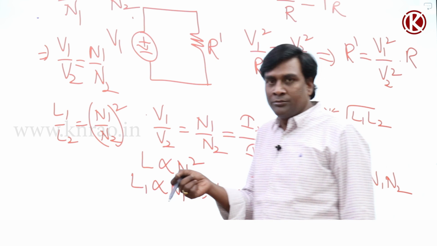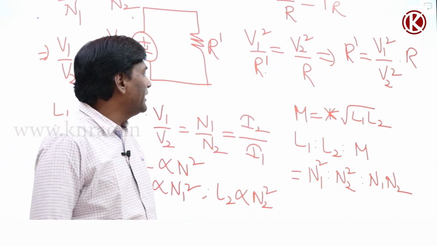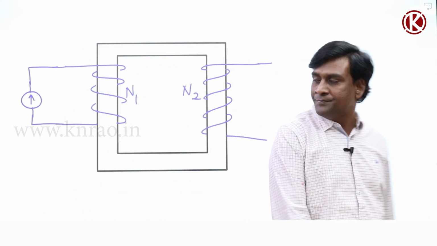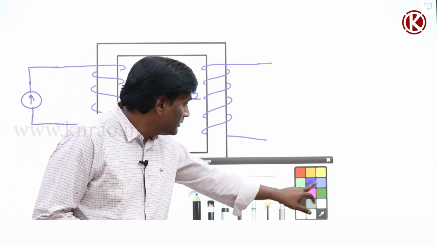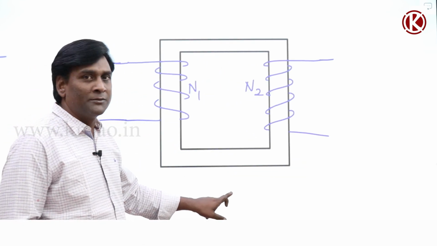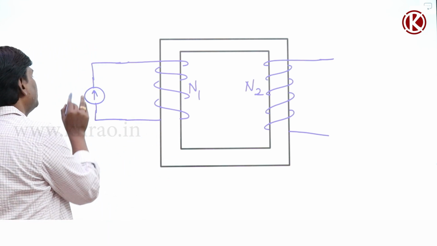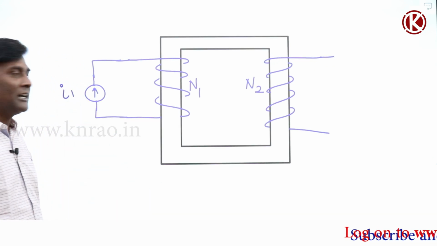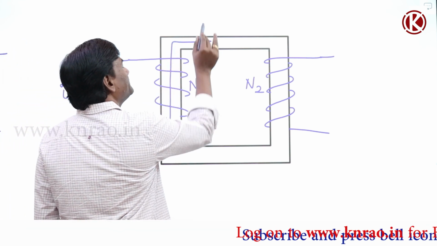Once we solve some problems, then we'll come back to the T model also. Let us think of if I connect a current source. See the difference, because you should know the difference. If I connect a current source I1 flowing through N1, it will create flux phi 1.